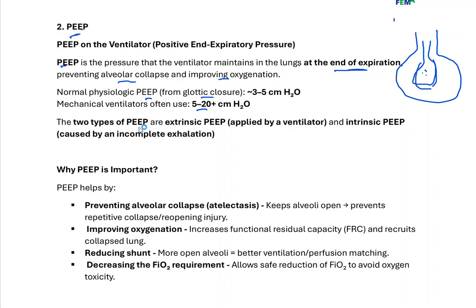And there are two types of PEEP that we must recognize. There's what we call extrinsic PEEP, and that's what the ventilator is applying. And there's intrinsic PEEP, which is the one that the patient is generating. And then why is PEEP important? So why do we use PEEP, right?